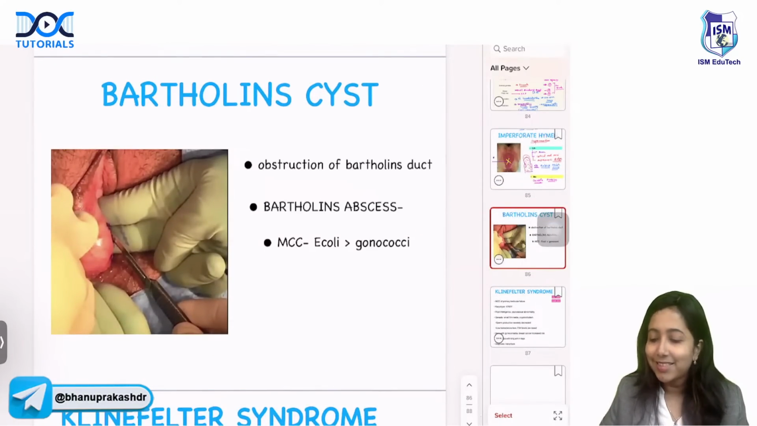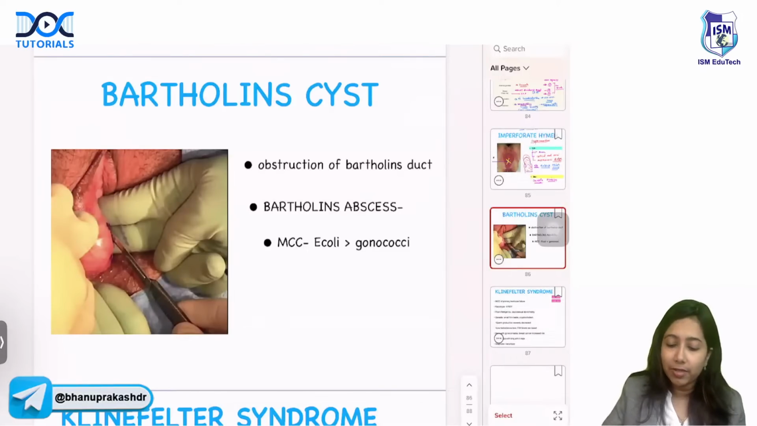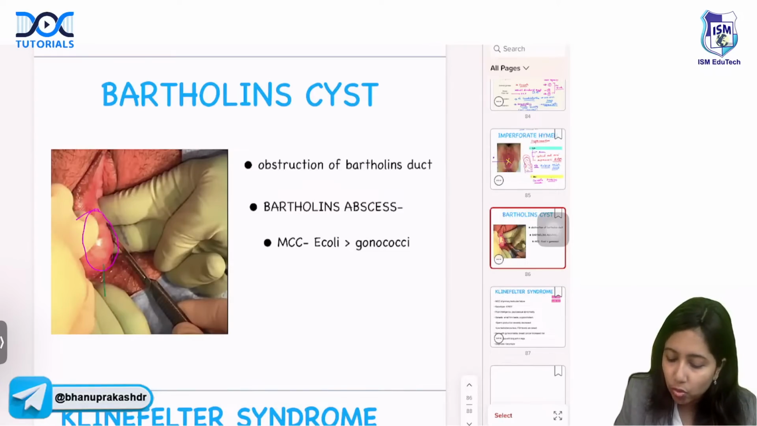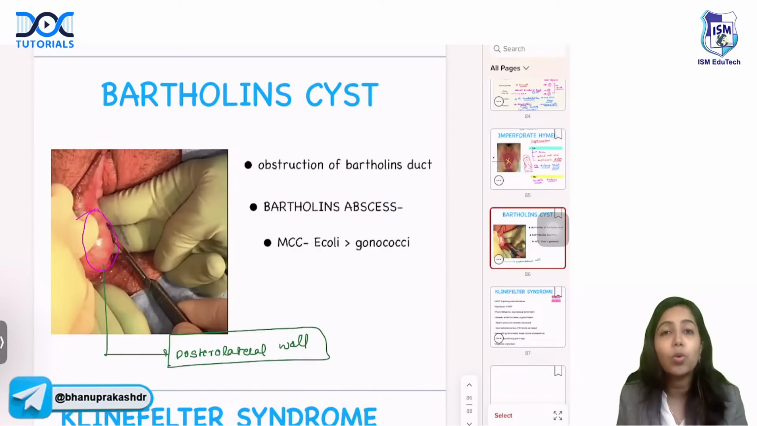Now already the answer is given there along with the question, but again this is a very important image-based question. When you see a bulge in the posterolateral part of the vagina, again I had posted this question today in the PYQ series in my Insta as well. So what is the image that is shown? This is basically a Bartholin cyst, a swelling which is present in the posterolateral wall of the vagina.